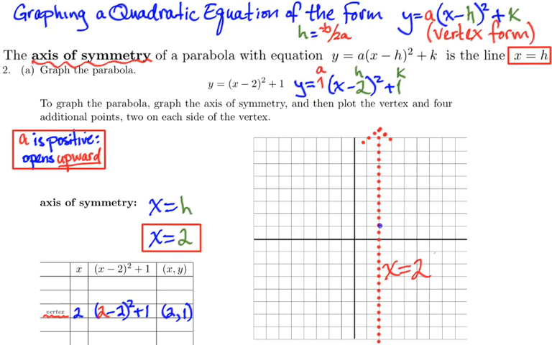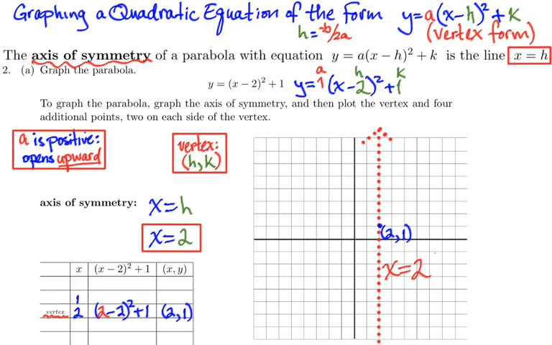And it's always going to turn out that when you're given an equation in vertex form, the vertex will always be the ordered pair h, k. And that's why we call it vertex form. So we didn't actually need to plug in x equals 2 to get the y-coordinate, but I wanted to show you why it turns out that k is always going to be the y-coordinate. So now we have the vertex. Let's get a couple other points. Let's get 2 points on either side of the vertex.